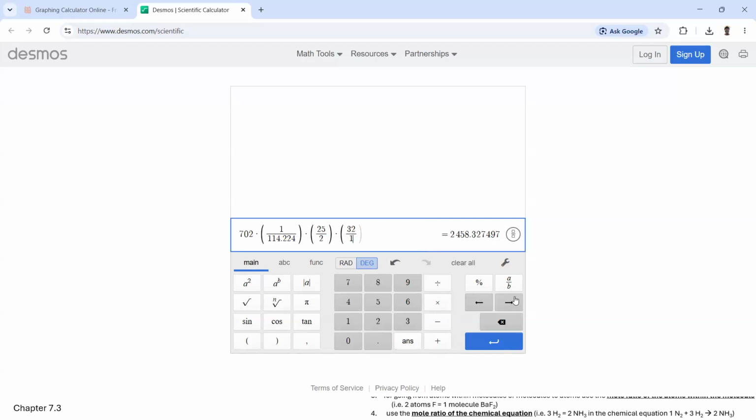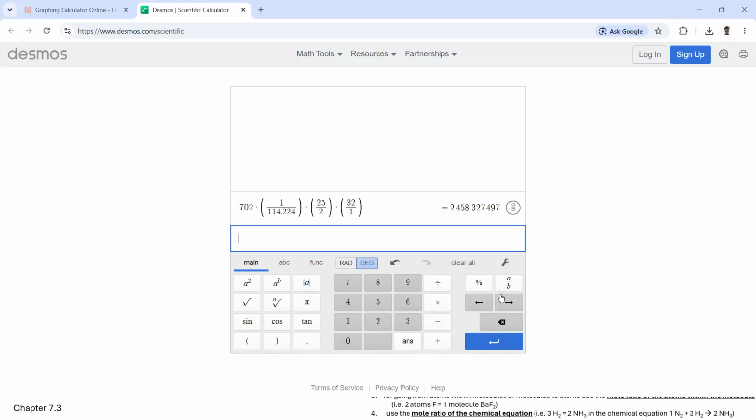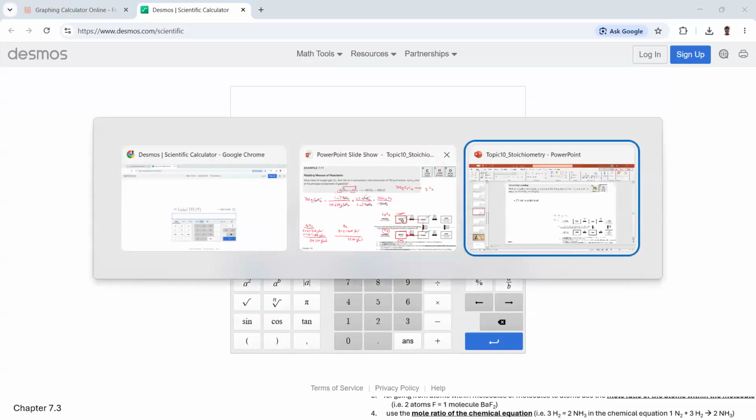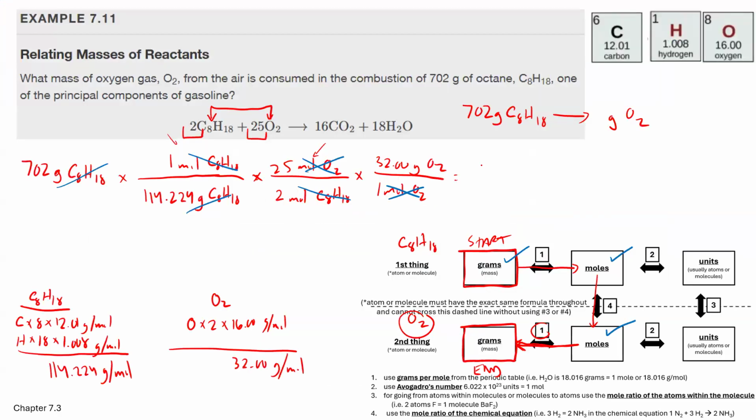And then once you learn how to use your calculator better, you can skip all these extra steps. Save you a few minutes on the exam. All right. So we have 24.58. What does that mean? Let's put it into our problem.